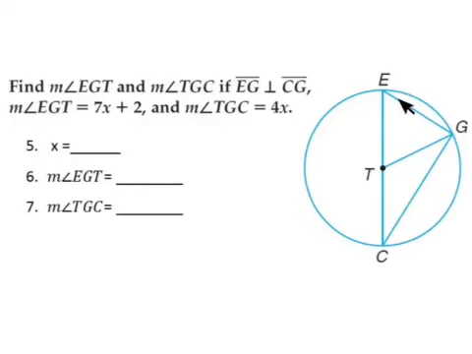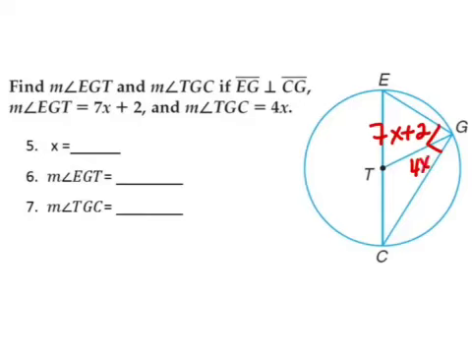So if these are perpendicular to each other, it's always a good idea to mark up your diagram to indicate any given information. Also, it tells us that the measure of angle EGT is equal to 7x plus 2. I'm going to mark that in my diagram. So here I've got 7x plus 2 for this portion of angle EGT. And then this angle TGC is given by 4x.